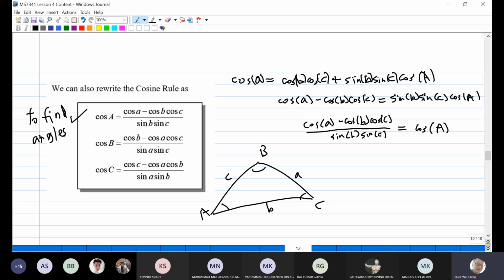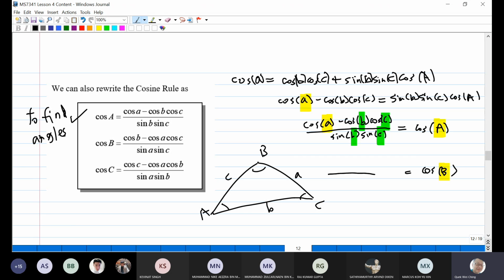What happens if you want to find angle B now? It is a similar calculation. Do you see the pattern here? I purposely used colors here. This is A, and then the other sides. Now this is B. If you want to write down the same formula, the pattern is just the same.